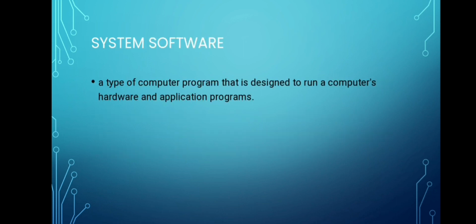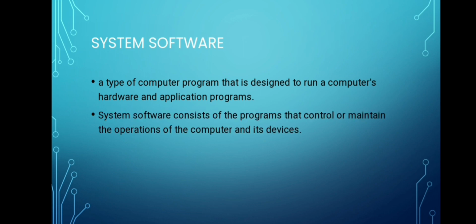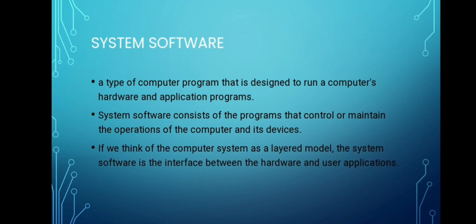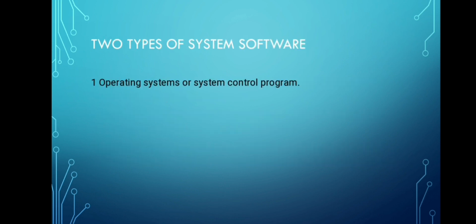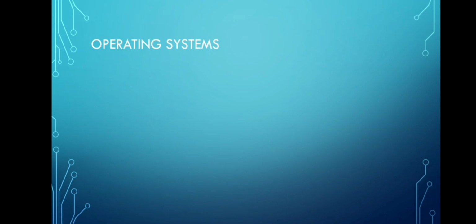System software: a type of computer program that is designed to run a computer's hardware and application programs. System software consists of the programs that control or maintain the operations of the computer and its devices. If we think of the computer system as a layered model, the system software is the interface between the hardware and user applications. Two types of system software: operating systems or system control programs, and utility software or system support programs.